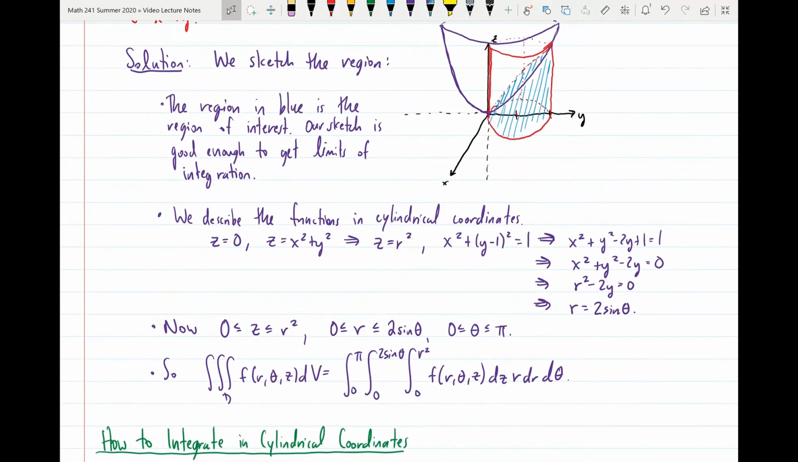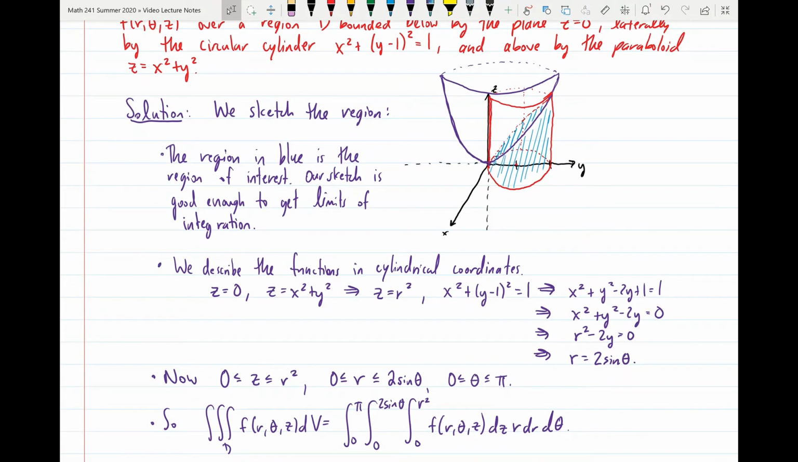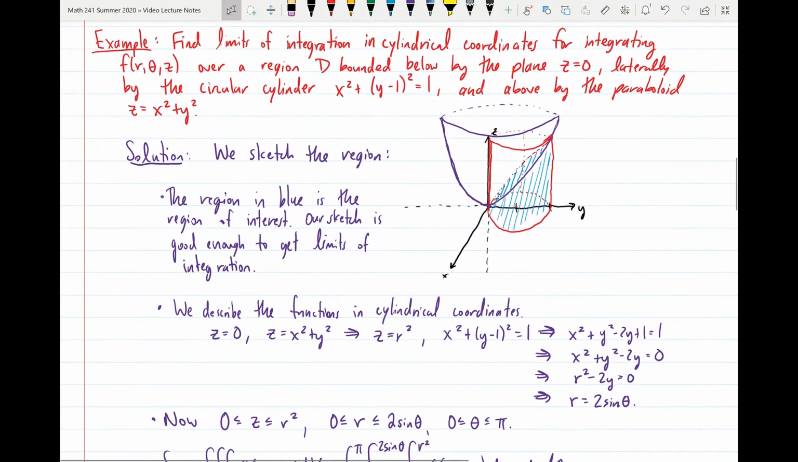Okay, so we can describe all of the functions that are given to us in cylindrical coordinates as opposed to rectangular coordinates. So z equals 0, which is the bottom bound for our region, is already given in cylindrical coordinates. But we also have z equals x squared plus y squared, and x squared plus y squared is equal to r squared. So in cylindrical coordinates, that gives us z equals r squared. So we have z equals 0, we have z equals r squared, and then finally we have to convert x squared plus (y minus 1) squared equals 1 to cylindrical coordinates.